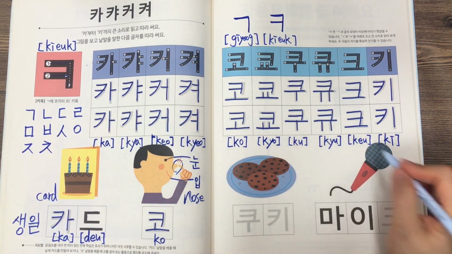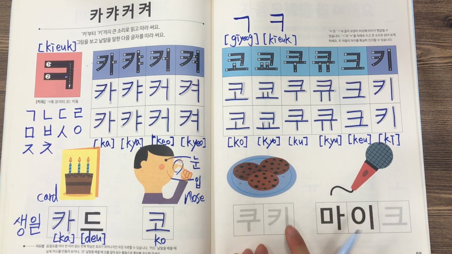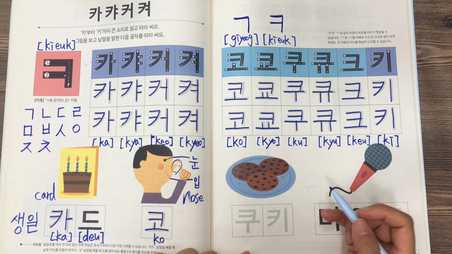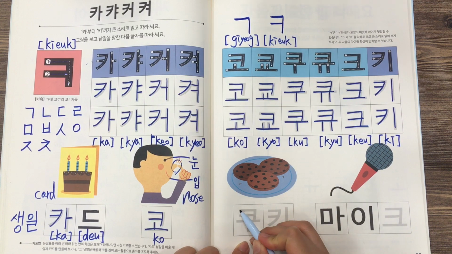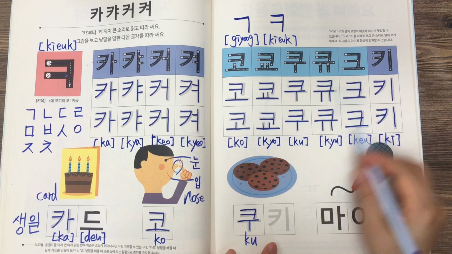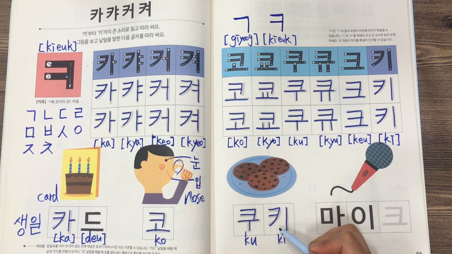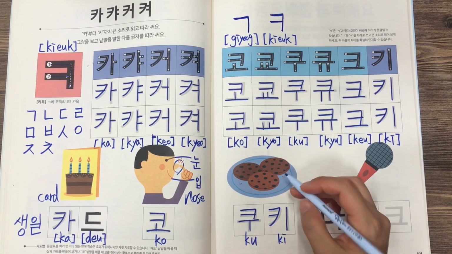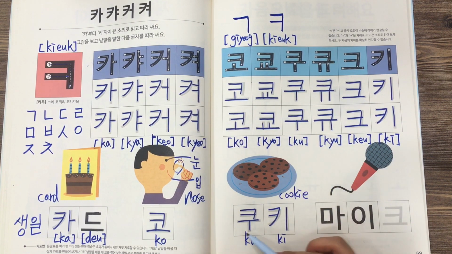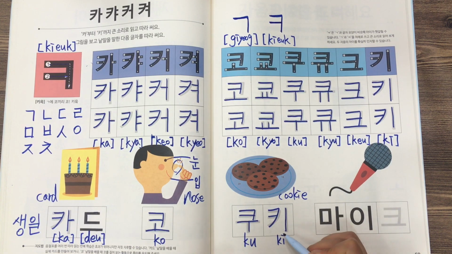And let's have a look at these pictures. These two words we study on this page. So same. 기역 plus 우 is 쿠. And last one is 키. Right? Cookie. Cookie is right. Just cookie. In Korean, same. Cookie in Korean is cookie.